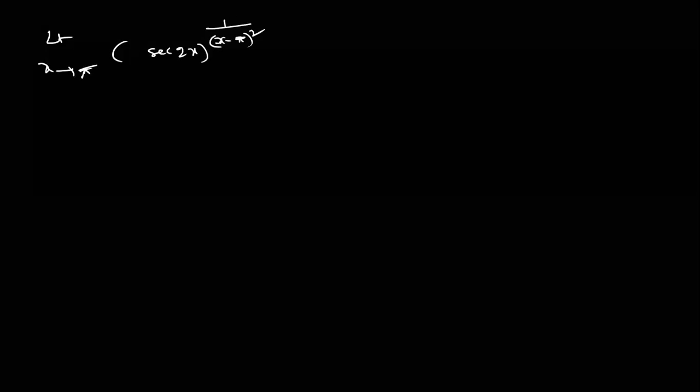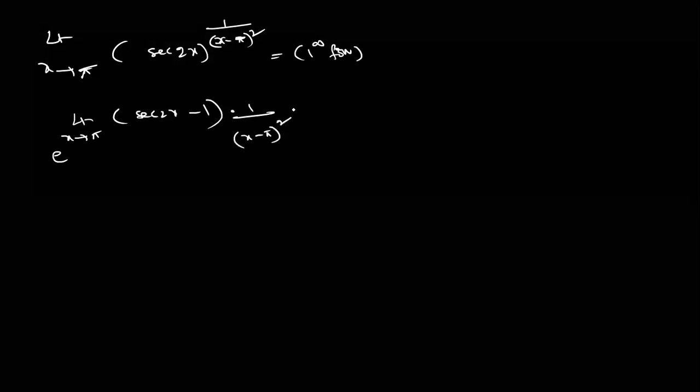Yeah, 1 power infinity is correct. 1 power infinity. Then how to simplify? It is coming in 1 power infinity form. And what to do directly? e power limit x tends to pi, (secant 2x minus 1), since we add plus 1 and minus 1, into 1 by (x minus pi) whole square. Okay. Then how do you approach this one?